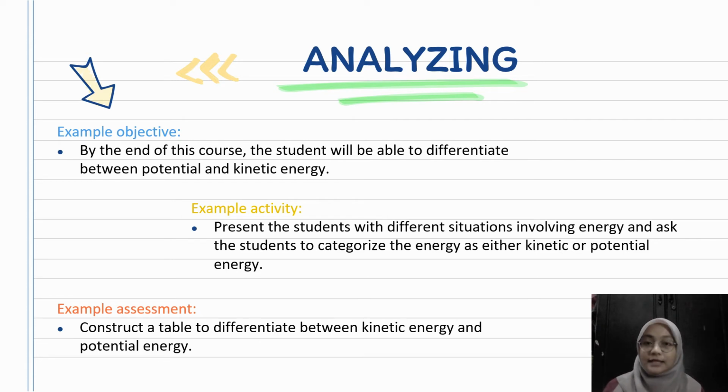So the example activity that can be done is present the students with different situations involving energy and ask them to categorize the energy as either kinetic or potential energy. The last example is example of assessment. Construct a table to differentiate between kinetic energy and potential energy.